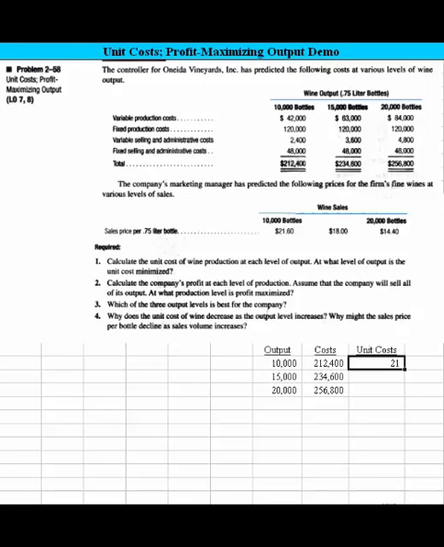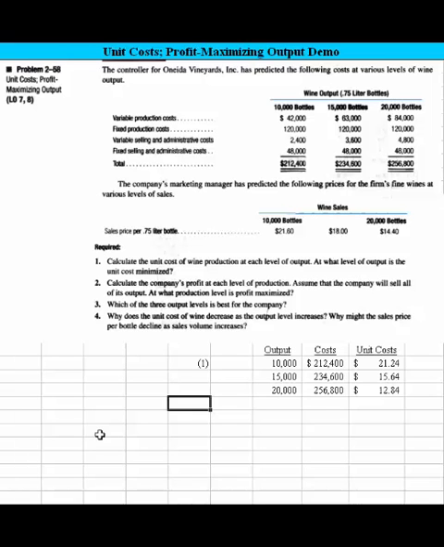Now in this case, let's put a dollar amount on that, and we can copy that formula down. We probably ought to put a dollar amount on this, get rid of the decimal places, and we've now solved part 1. Okay, that's the unit cost price at various levels of output. Let's work on 2. Calculate the company's profit at each level of production.